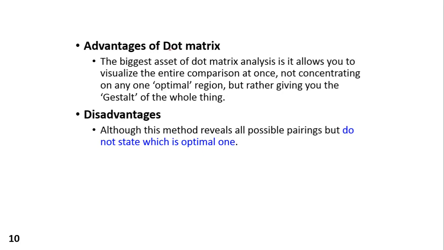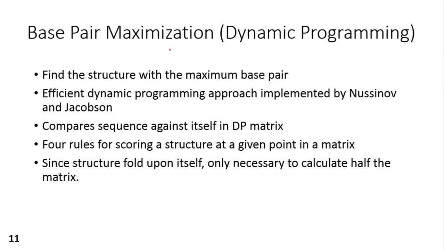Okay, and to deal with this, later on in the 1980s or so, another method implementing a dynamic programming algorithm was proposed, and one of the very popular dynamic programming methods is in the form of this base pair maximization. So what we do in this base pair maximization method is that we tend to find a structure which has the maximum amount of base pairing. Okay, and it is an efficient dynamic programming approach that was implemented by Nussinov and Jacobson.